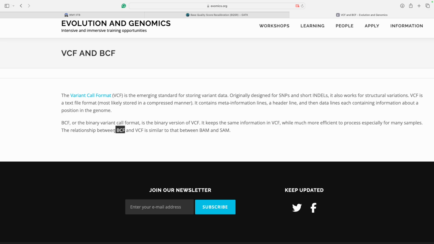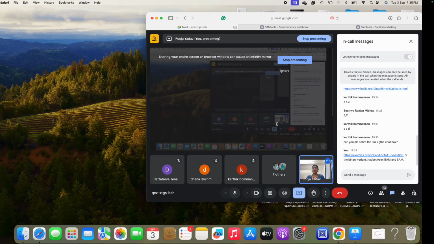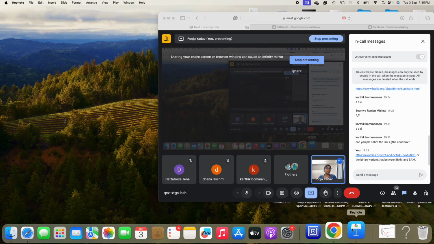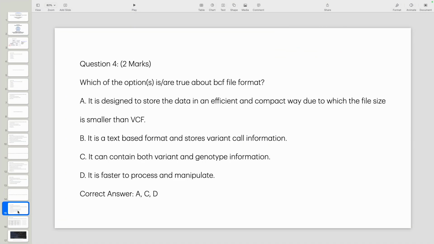So a BCF file is read by our system very easily, so it is easy to process a BCF file in comparison to a VCF file. So the correct answer for this question would be A.